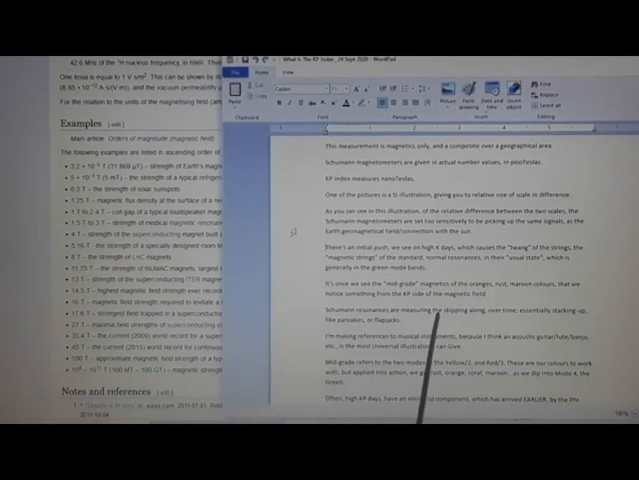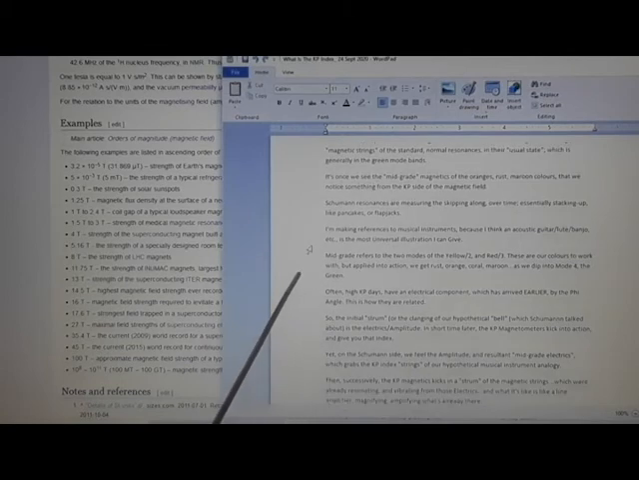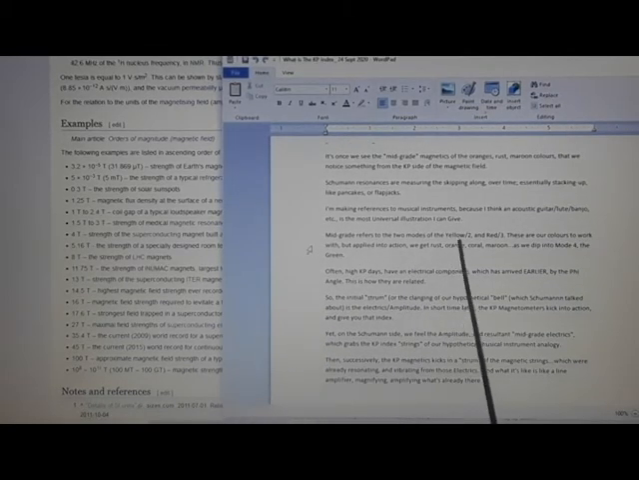Schumann resonances are measuring the skipping along over time, which is essentially the stacking up like pancakes or flapjacks, or cordwood as I've called it before. I'm making references to musical instruments because I think an acoustic guitar, a lute, a banjo is the most universal illustration I can give. Mid-grade refers to the two modes of the yellow, which is the 2, and the red, which is 3. These are our colors to work with, but applied into action, we get rust, orange, coral, maroon, as we dip into mode 4, the green. So red and green give us that kind of maroon color.